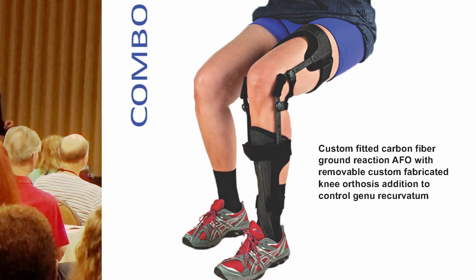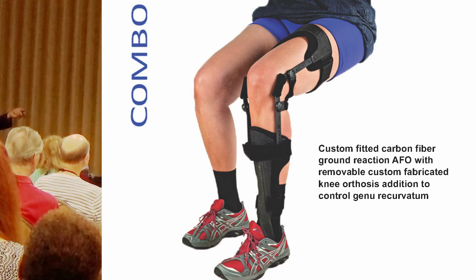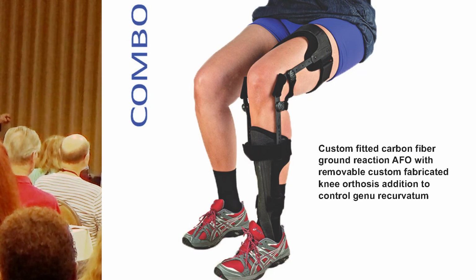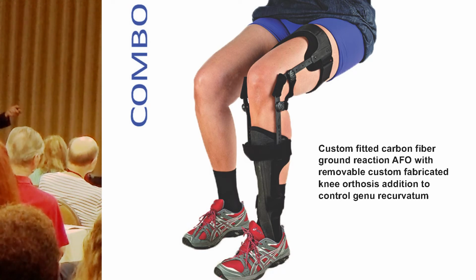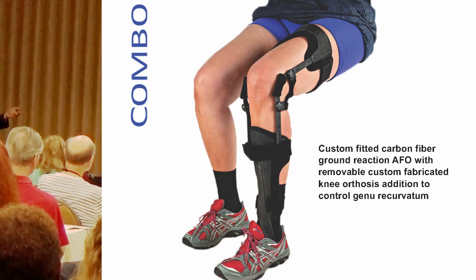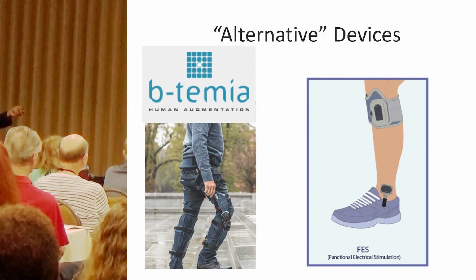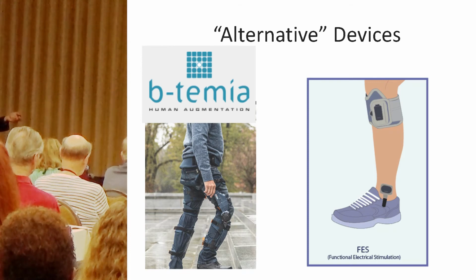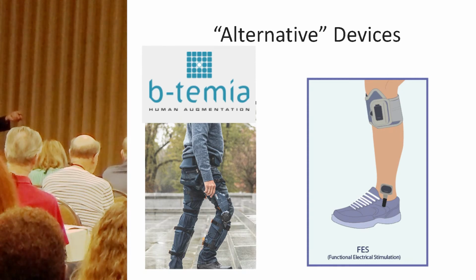There are newer, more expensive orthoses that are coming out all the time. Here's one that I like that essentially combines a ground reaction AFO with a way to stabilize the knee and help prevent any buckling of the knee. And what you'll see are newer devices that are fancy and expensive that combine things like functional electronic stimulation or even robotics to really help ambulation and prevent falls. The evidence is not out yet that these are beneficial. Certainly, there's no evidence that they're any better than traditional AFOs.